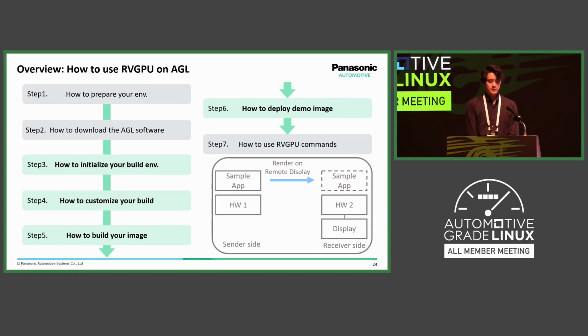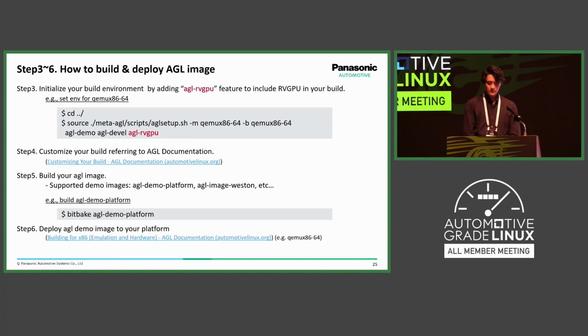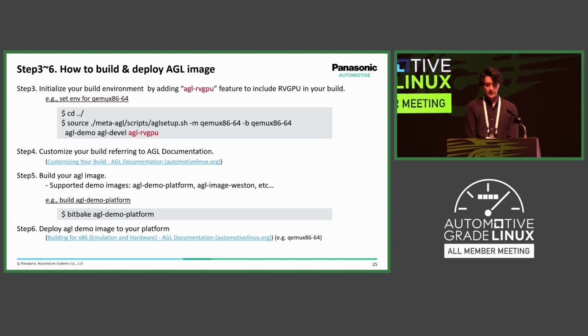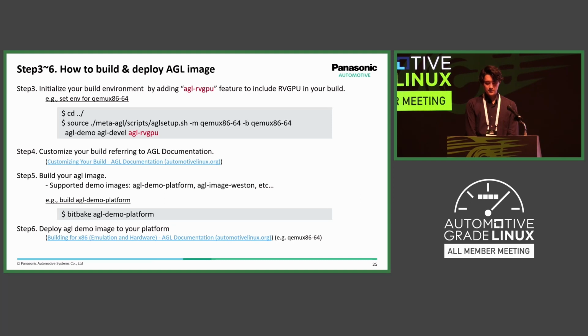From step 3 to step 6, build and boot the AGL demo image. Step 3, initialize the environment variables and path settings in the build environment. If you add the agl-rbgpu feature when initializing, RBGPU is installed in your build. Step 4, customize your build referring to the AGL documentation. No specific operation is required here.